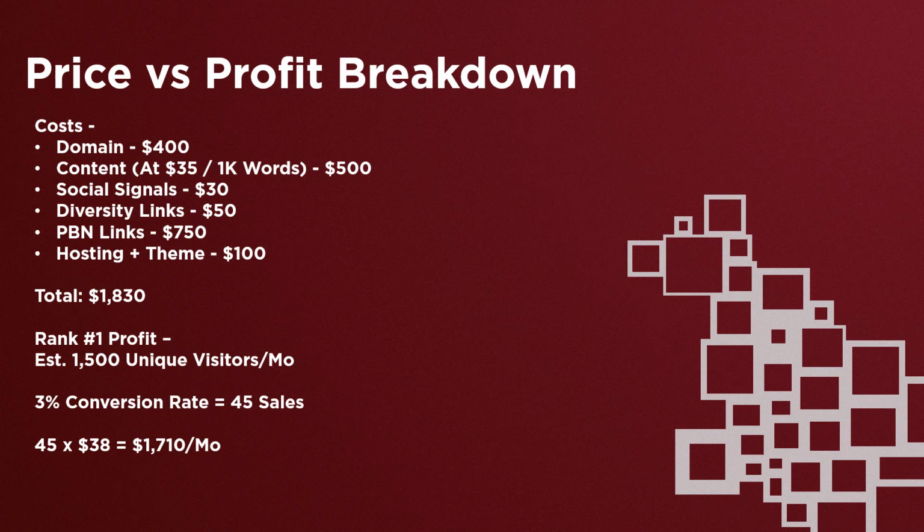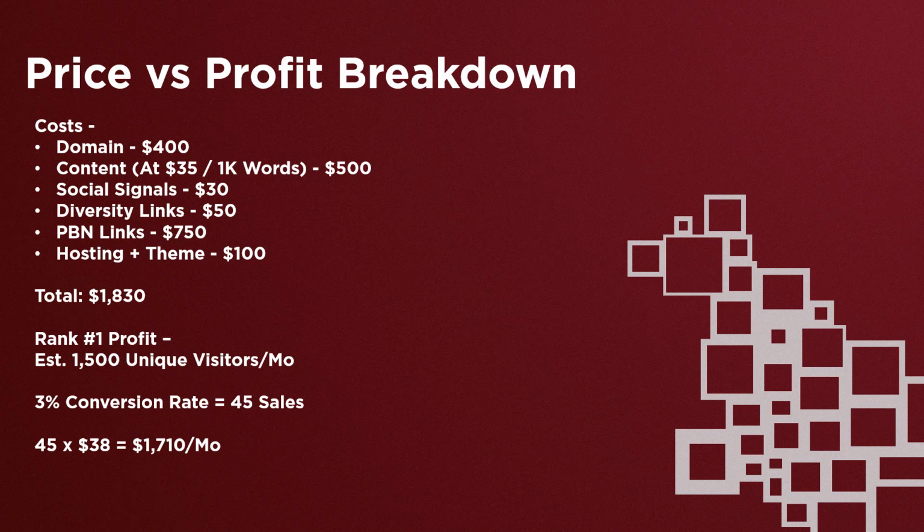So the cost of the domain, like I said, is going to be about $400 for a really good aged domain. I'd go for a niche relevant one, or as close to the niche as possible, but it doesn't actually matter in the long run too much if it's not 100% niche relevant. Content is going to cost you about $500 at $35 per 1,000 words. You're going to need some supporting content, etc., just to outdo the already pre-existing authority of the number one spot. Social signals, just a cheap $30, and diversity links as well, $50.